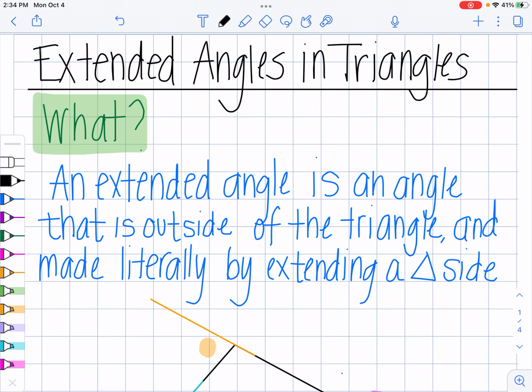Hi there! In this video we're going to talk about extended angles and triangles. So in order to talk about it, we first have to know what is an extended angle. An extended angle is literally an angle that's outside of the triangle, and you make this angle by literally extending the side of the triangle.